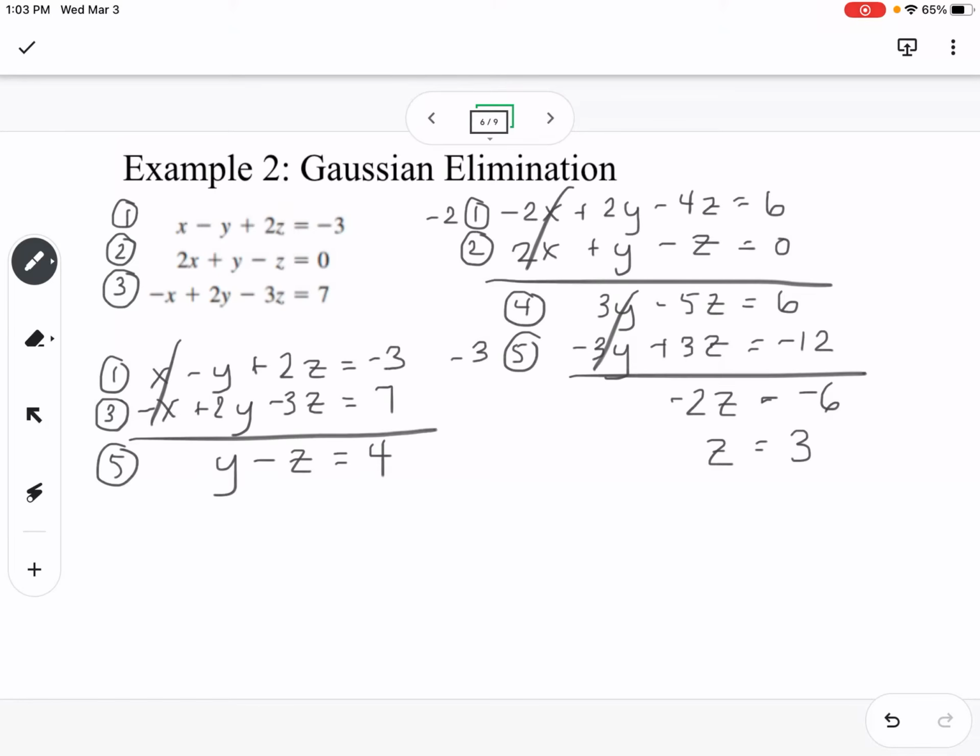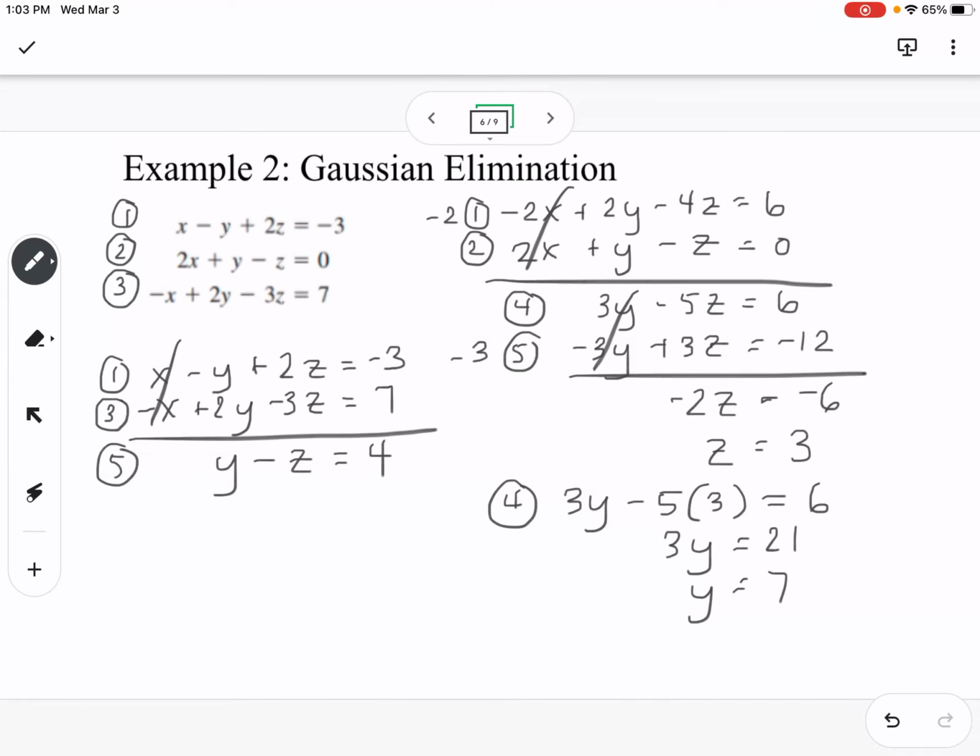So then we're going to take that and back substitute. I'm going to put the z into equation 4. So that'd be 3y minus 5 times 3 equals 6. So that'd be 3y minus 15 equals 6. Then we're going to add 15 to both sides. So I get 21, divide by 3, so y is 7.